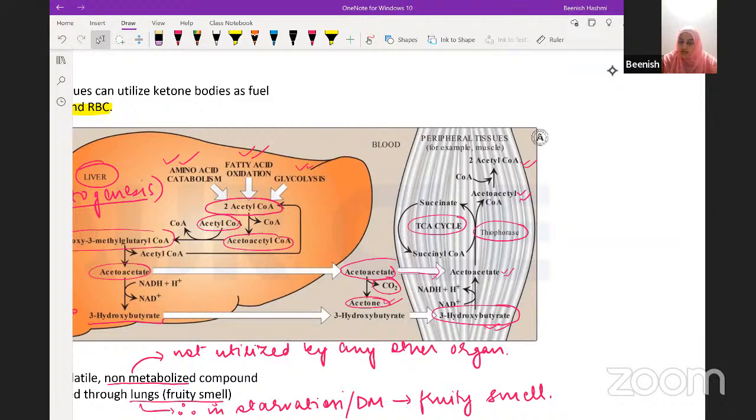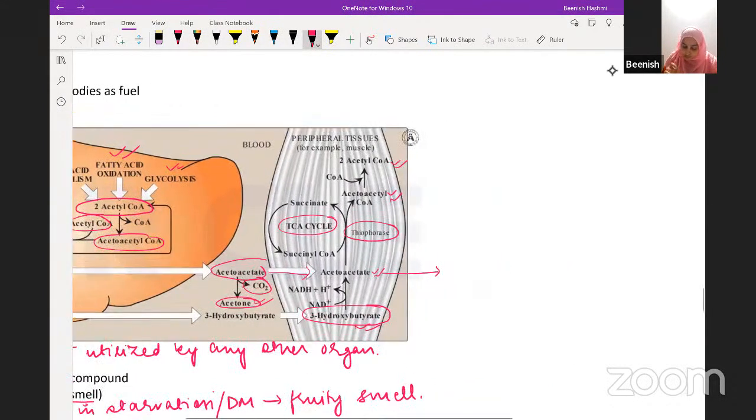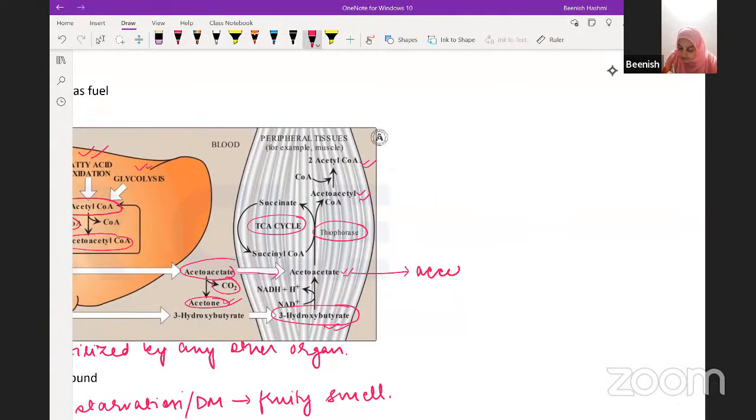Now this acetoacetate accepts a coenzyme from succinyl-CoA.